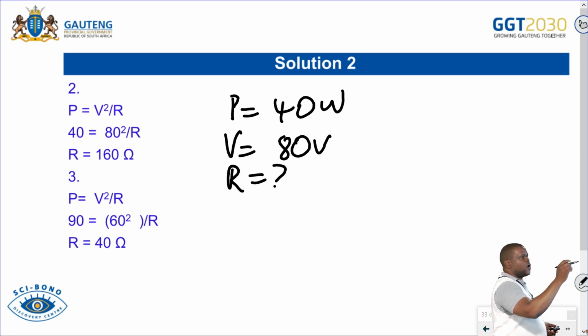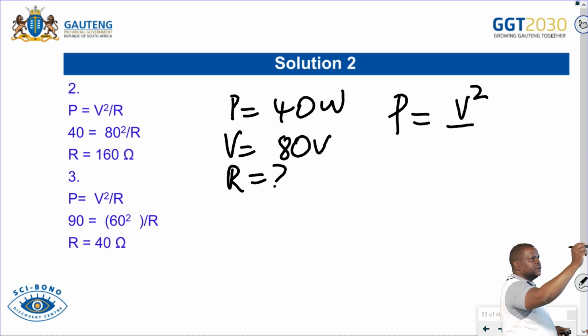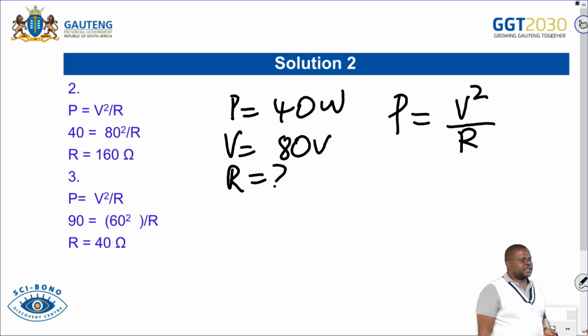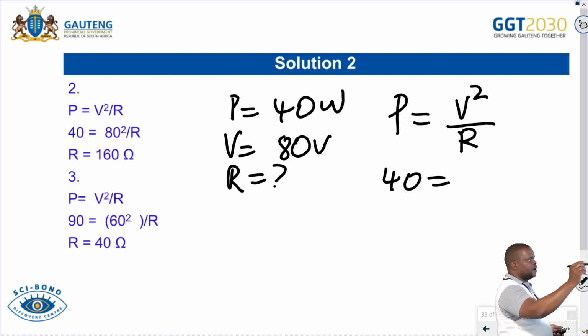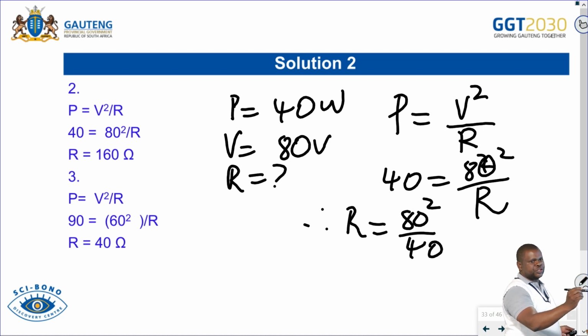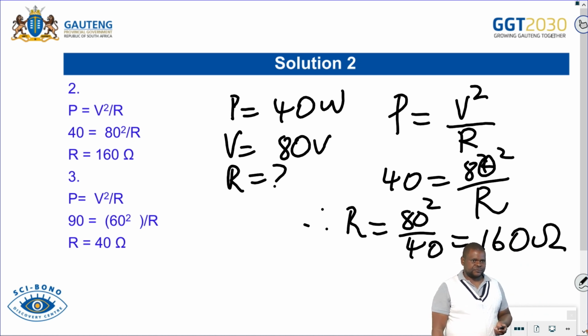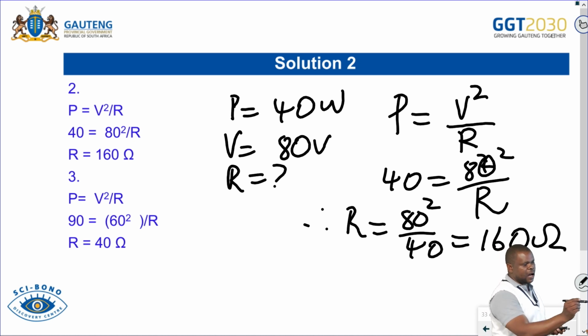Then the formula that we can use: because we have P, V and R, we need the formula that has P and V. That is the formula we can use. So 40 equals 80 squared divided by R. Therefore, R equals 80 squared divided by 40, which gives 160 ohms. Are we together? Yes. That is the answer for number two.